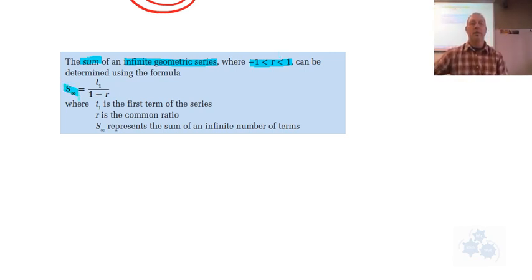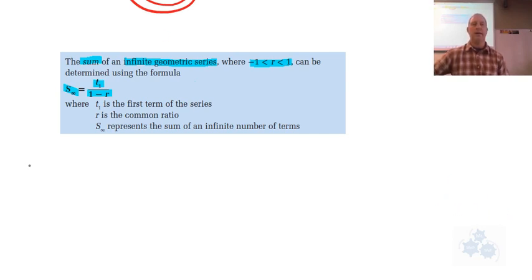S of infinity, the sum of an infinite number of terms, equals, and it's actually the easiest one of all the formulas that we've learned, right? It's the first term divided by 1 minus r. The first term divided by 1 minus r.